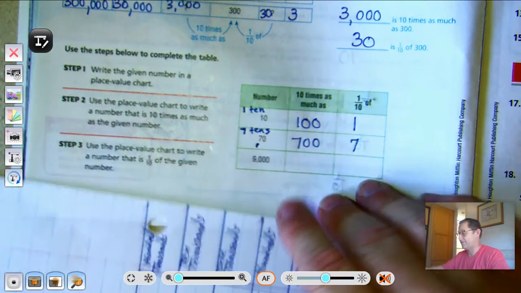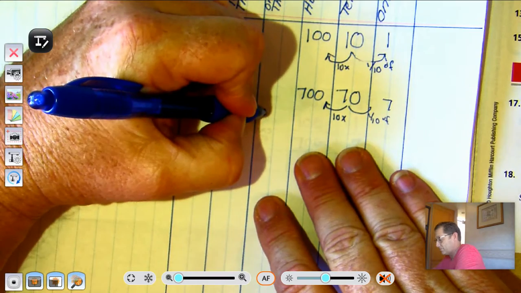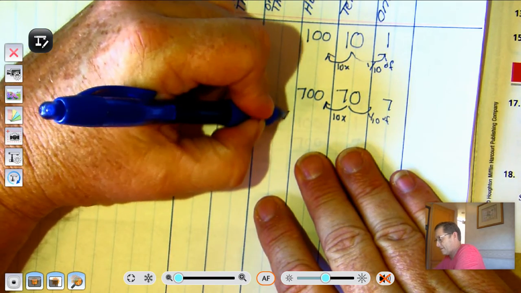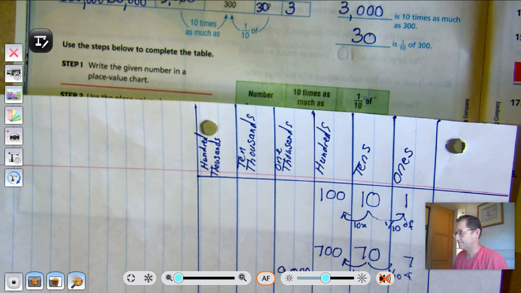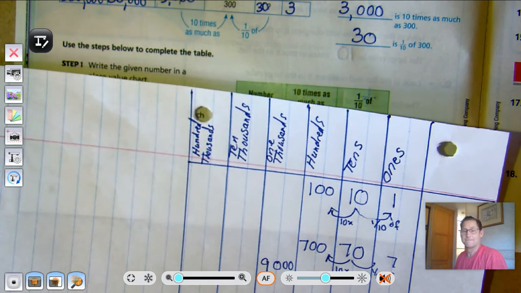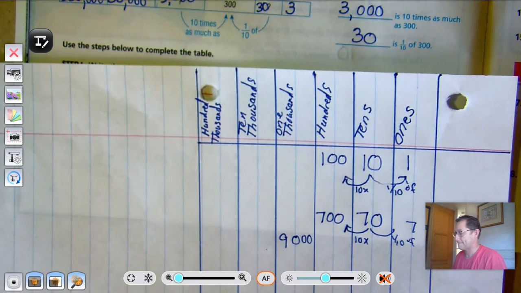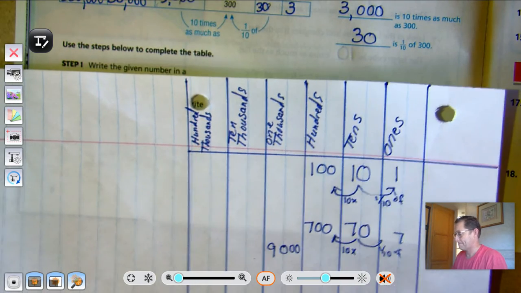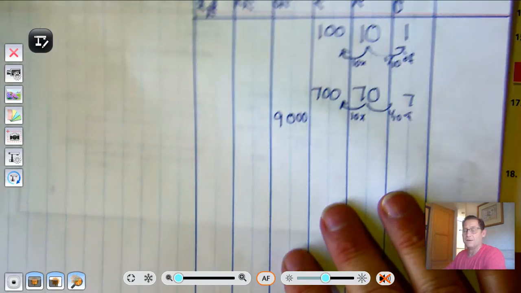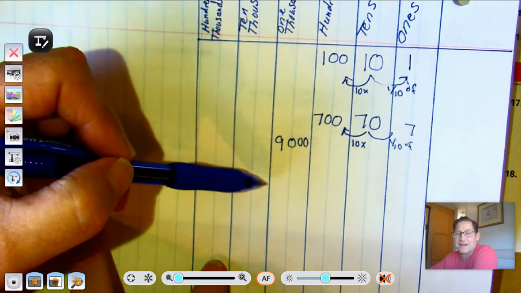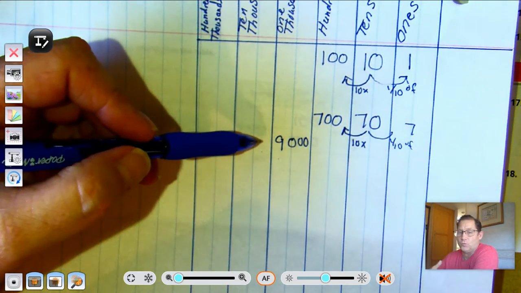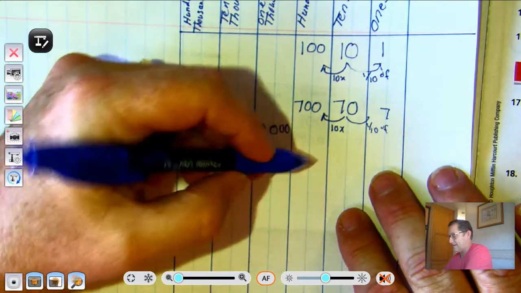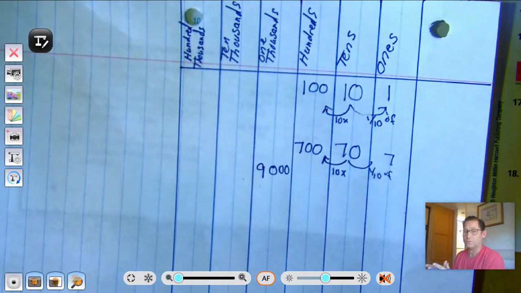If we go to the place value to the left, so we have 9,000. Remember, I'm not saying that I have 9,000 one thousands. I'm just saying that's my total. Okay, 9,000. I could write it out as 9,000. I'm just going with the total.